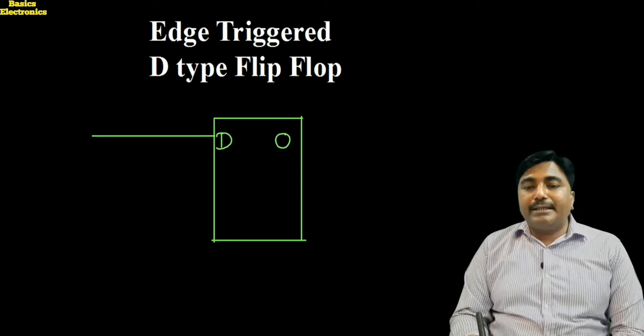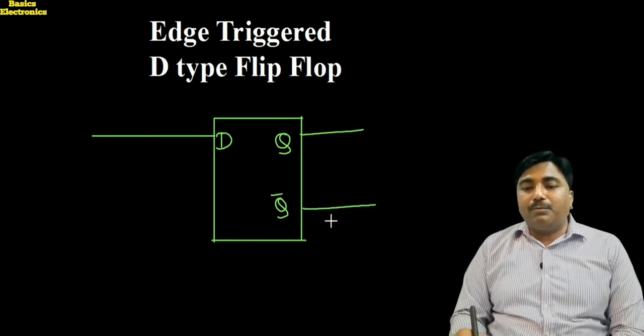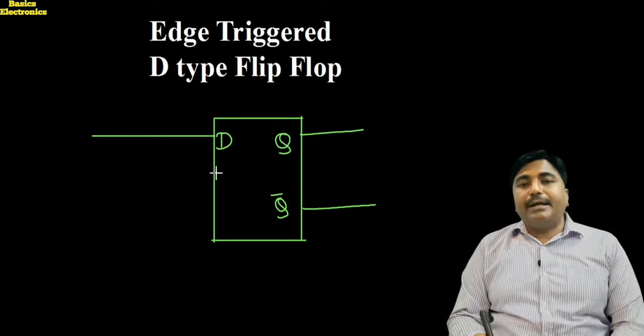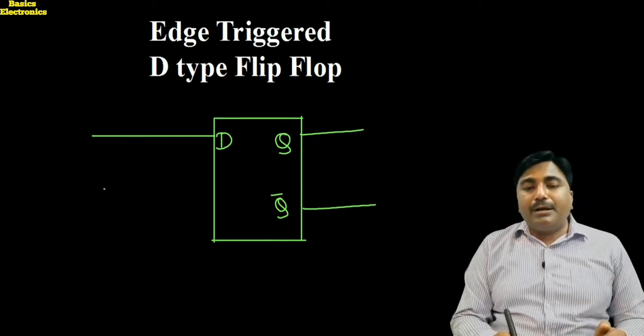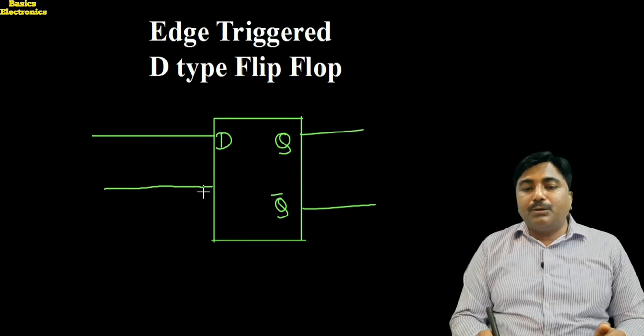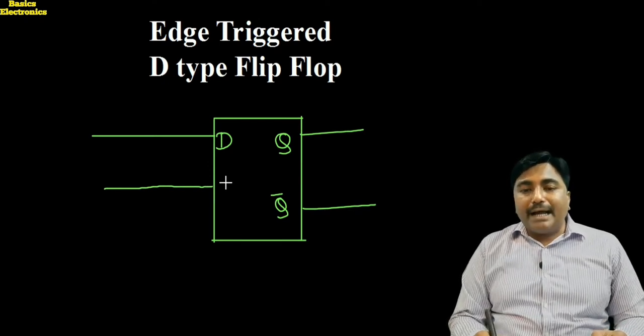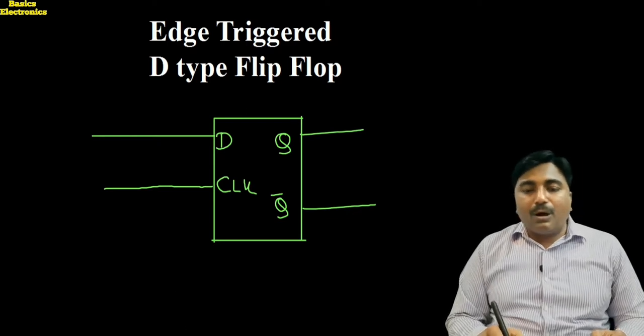The two outputs are there. Which are those? The Q output and the Q bar output. These two are the outputs. Now when we apply the clock input, here we show only the line, and here we mark the input. That input is the clock input.